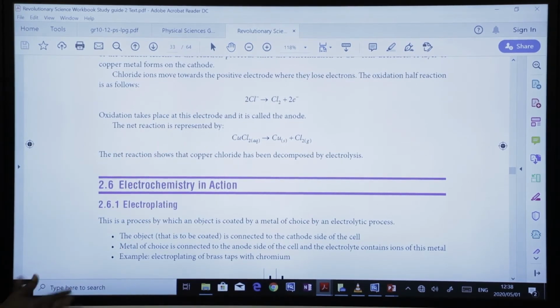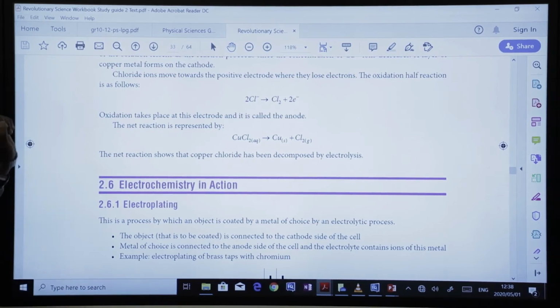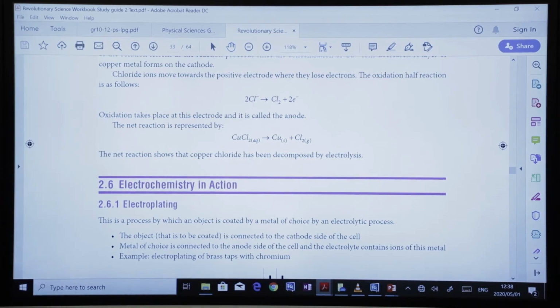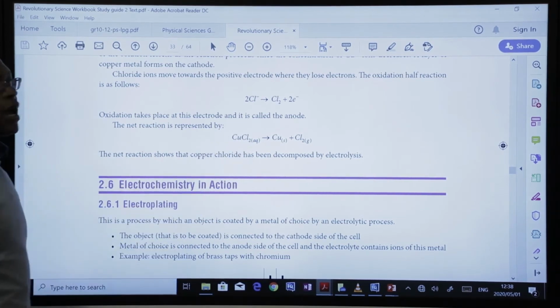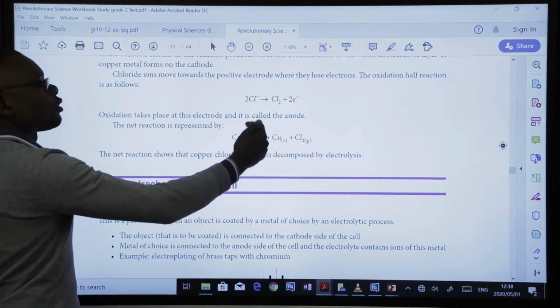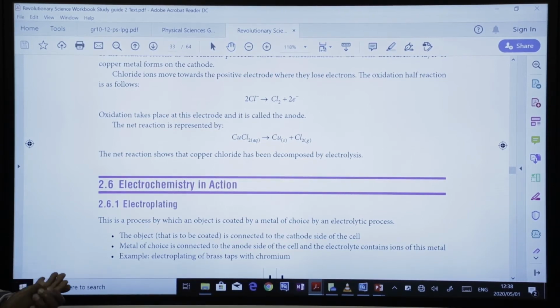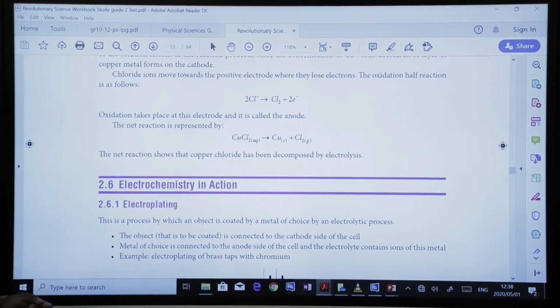In other words, we can combine the half reactions and say that oxidation takes place at the anode and the net reaction is represented by copper chloride in aqueous solution to give us copper solid and chlorine gas. And the net reaction shows that by allowing electricity to flow through the solution of copper chloride, we can technically break down or decompose copper chloride by the electrolysis process. Okay.